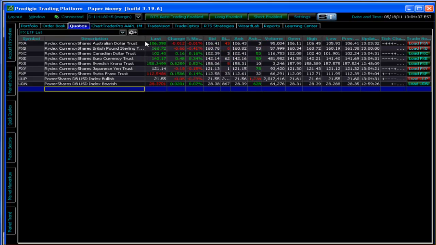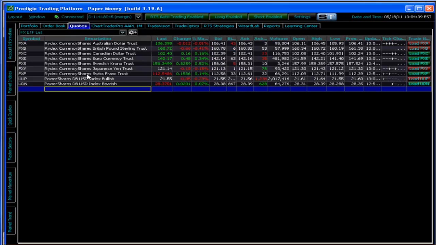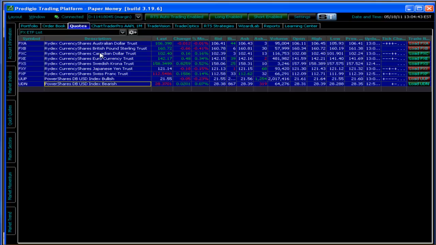What I like to point out is that the Perdido robotic system is running scans on this list of symbols, and all of these ETFs are trading at different prices. Some are at 106, and UUP is down here at $21. They're all at different prices. In other words, it doesn't make sense to manually set limit orders when you build the strategy, right?